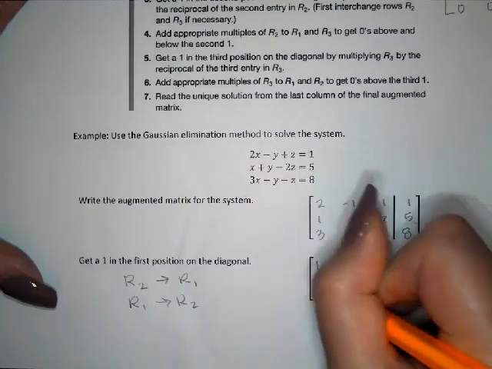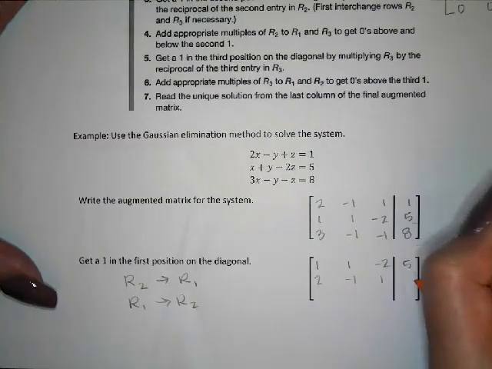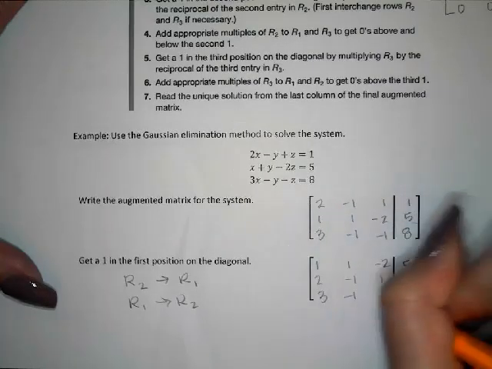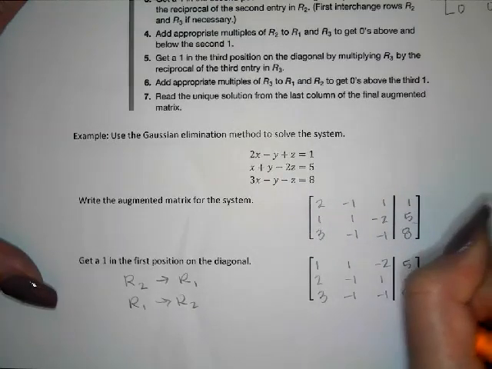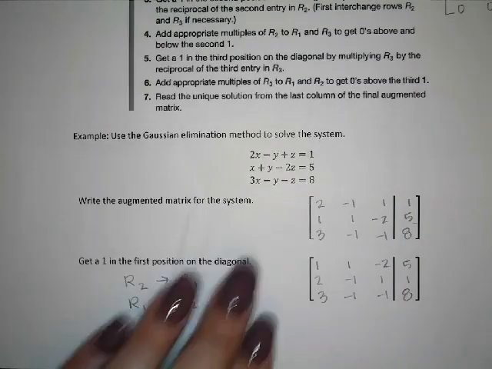So 2, negative 1, 1, and then 1. Okay? And row 3 is going to stay row 3. Okay, so this is what we have so far.